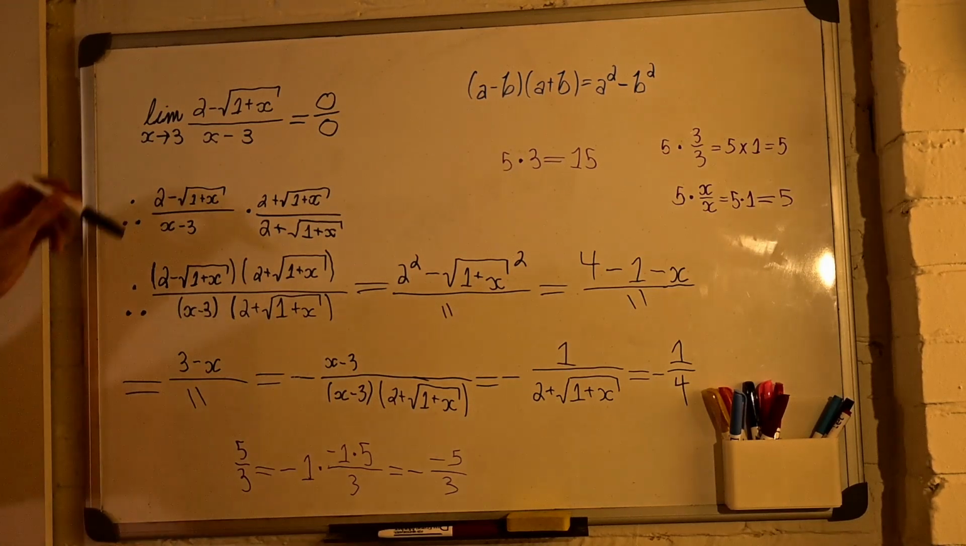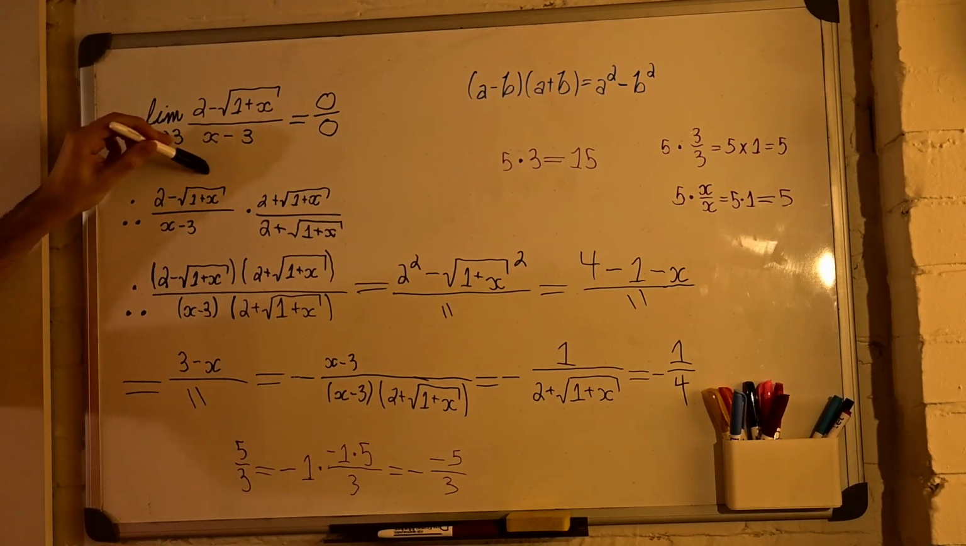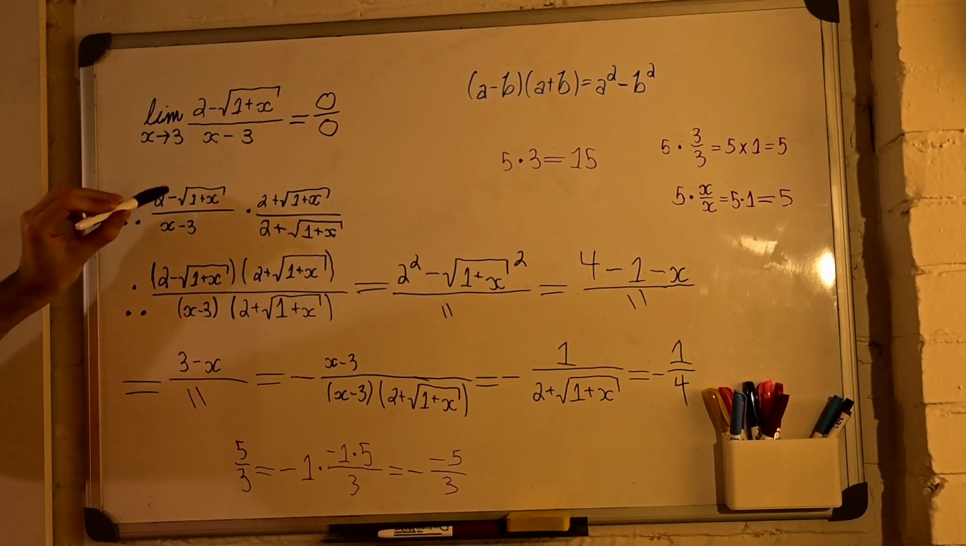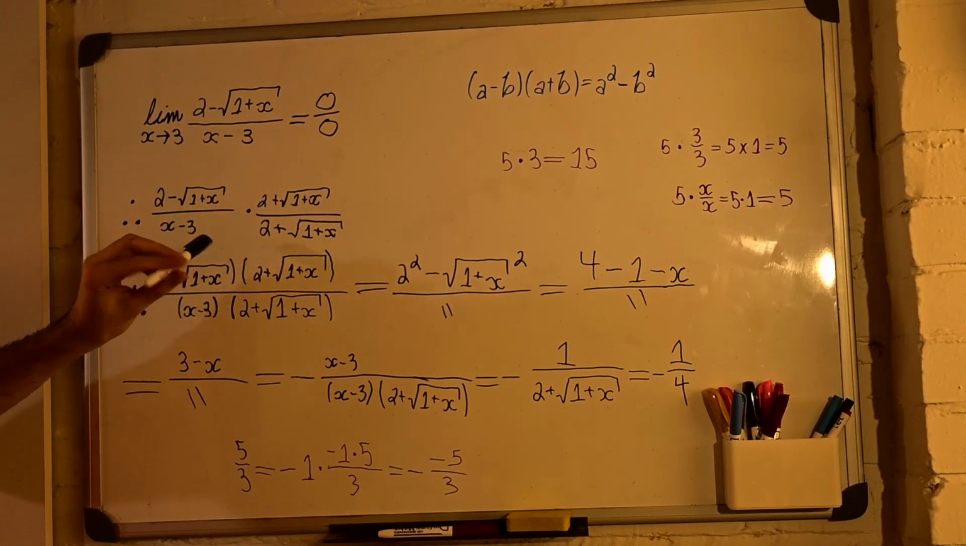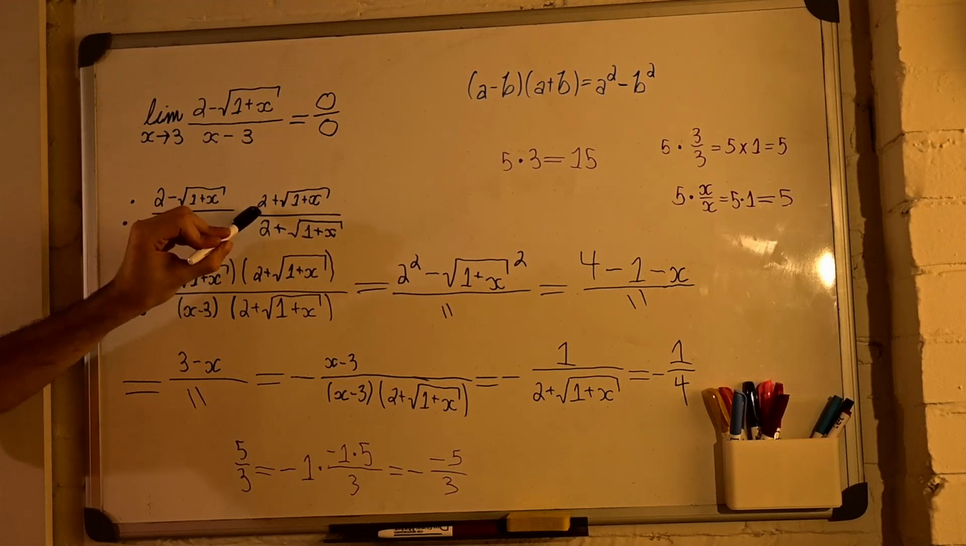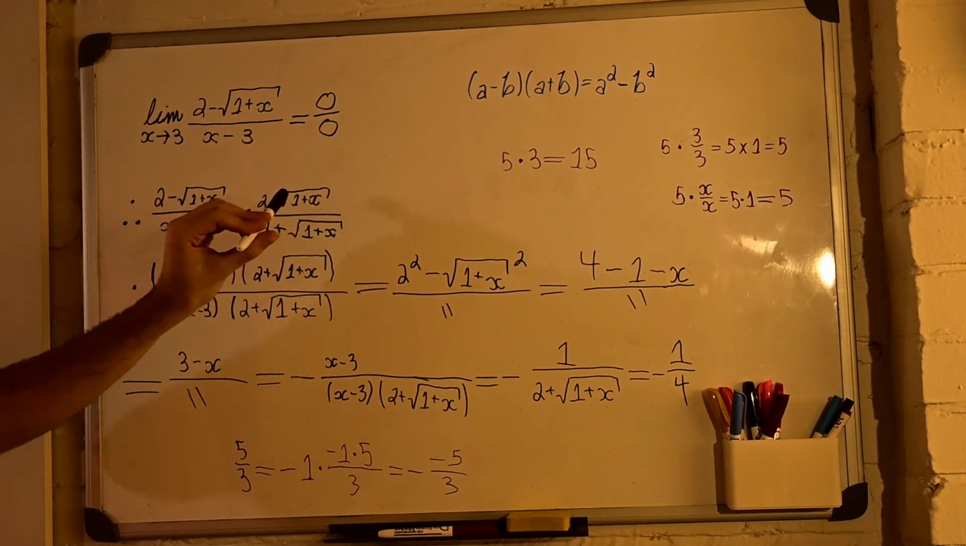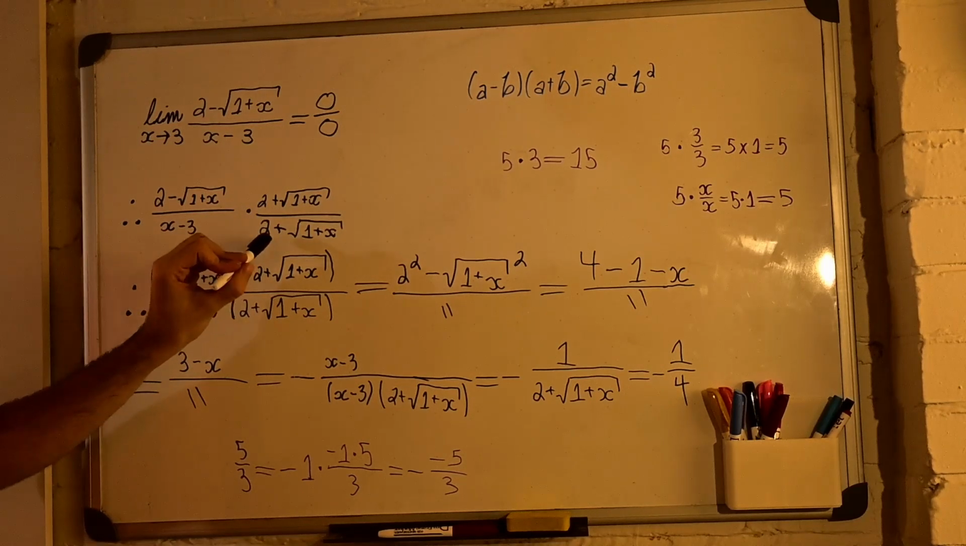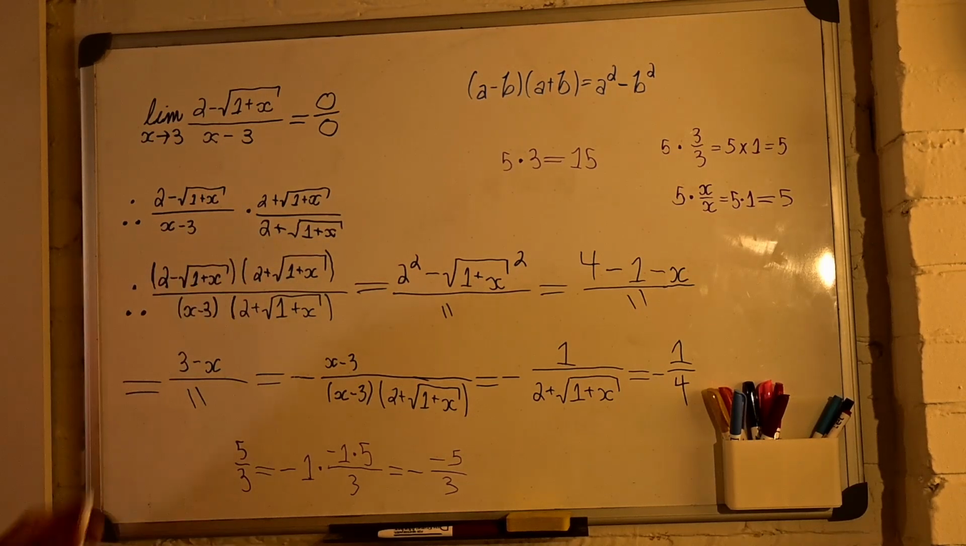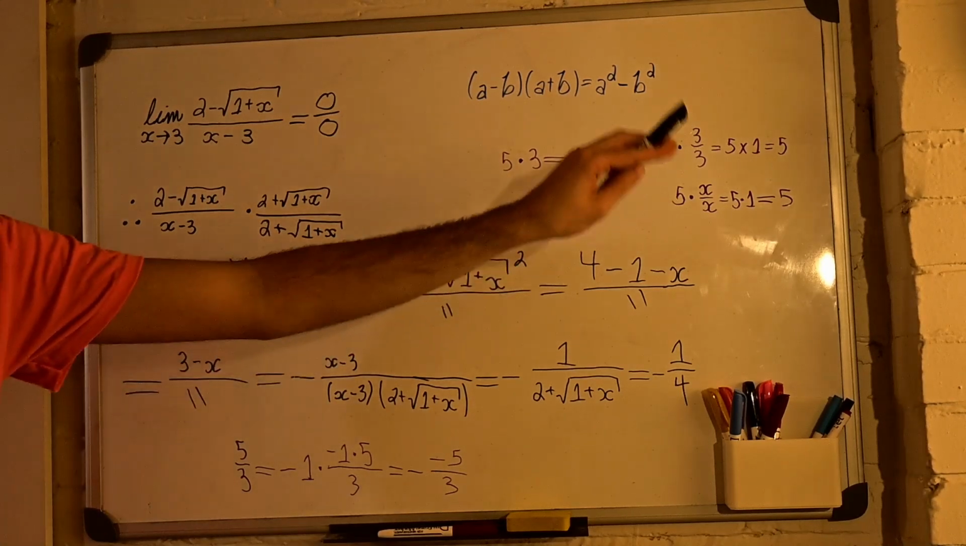So right here, we have our original equation, 2 minus the square root of 1 plus x divided by x minus 3. And we multiply it by 2 plus the square root of 1 plus x, which is the same as a plus b, divided by 2 plus the square root of 1 plus x. And that probably looks kind of weird. Why is that a thing? Well, okay, I have this example right here.